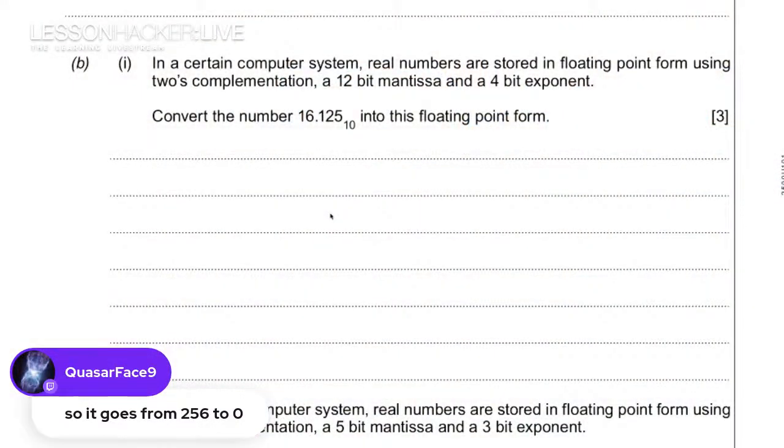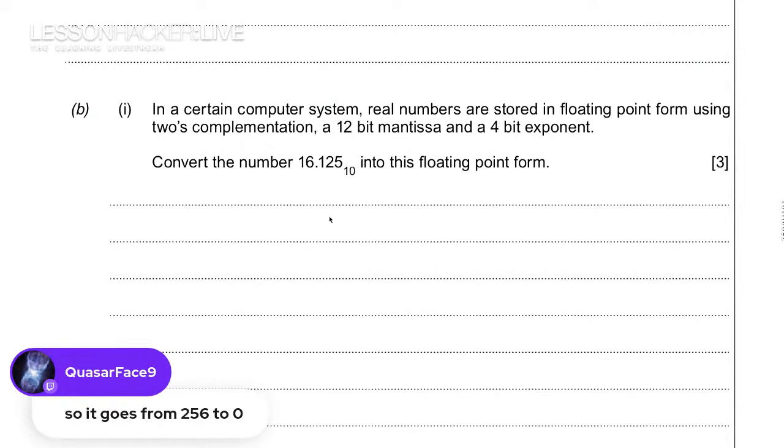Right, let's have a look at our beautiful floating point representation question, which is my favorite thing, but we do need to think about this a little bit more depth tonight. So the classic one is, in a certain computer system, real numbers, decimal numbers in other words, are stored using floating point form, using 2's complementation, a 12-bit mantissa, and a 4-bit exponent.